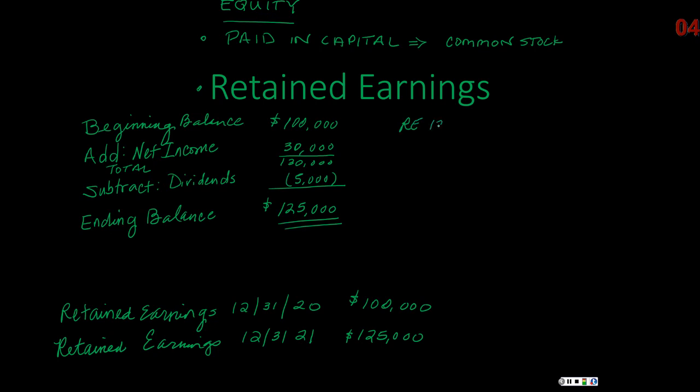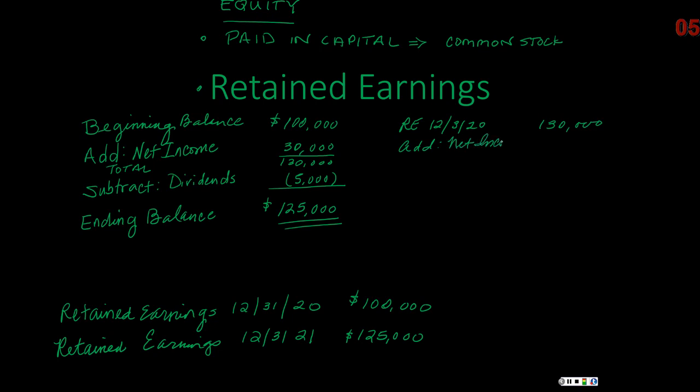So again, look at your dates. You might see something like 12/31 and then the year 2020. So you know that's your beginning balance, and you can plug that in. Let's just play with some different numbers here. Let's say it was 130,000. And then what do we want to add? We want to add net income.